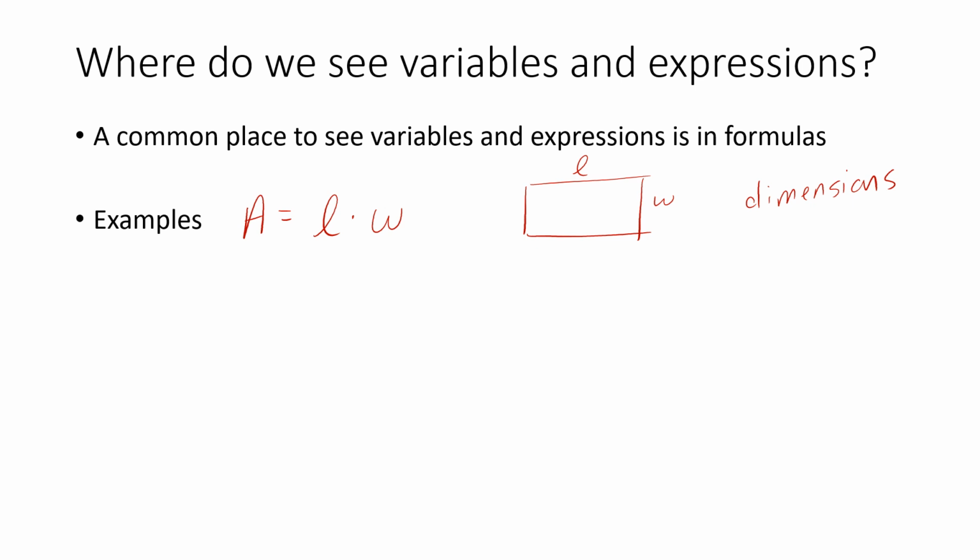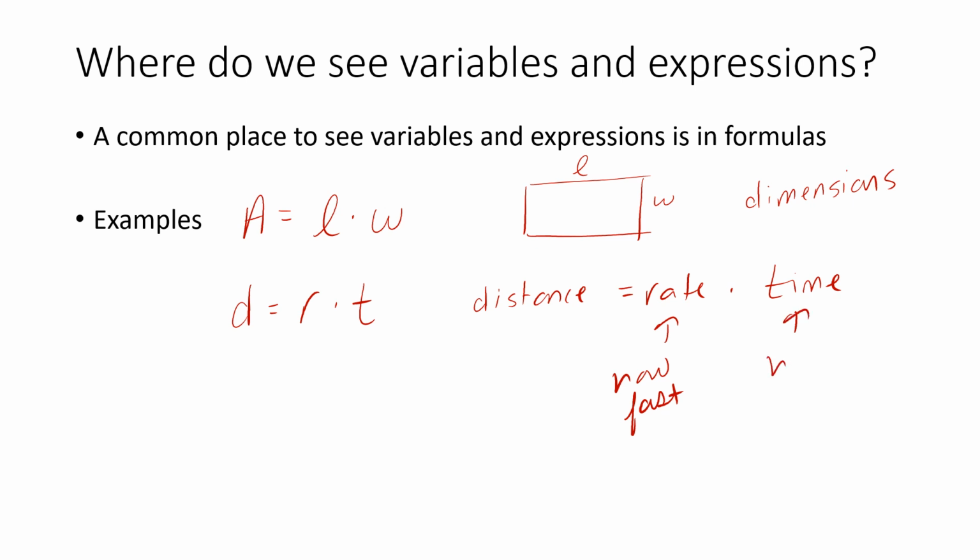Another common formula is this one. This is a formula for distance, and the R stands for the rate, okay? By that we mean how fast, times the time, which is how long. So if you would like to know how far someone has gone, you would take how fast they are going times how long they are going.